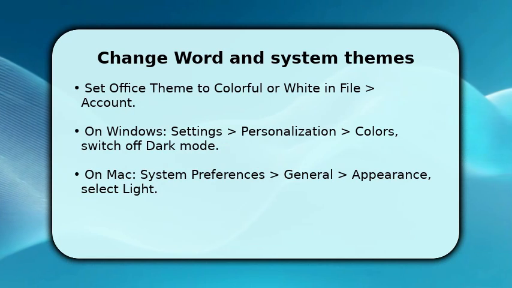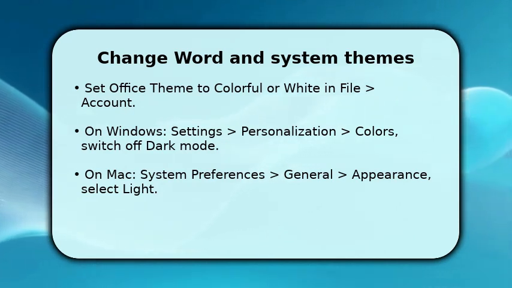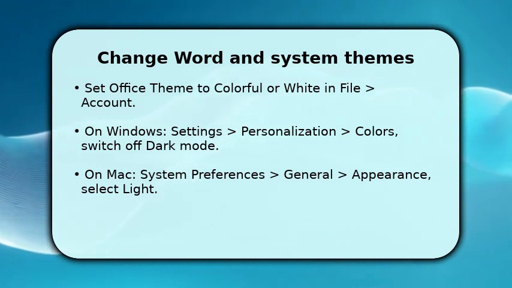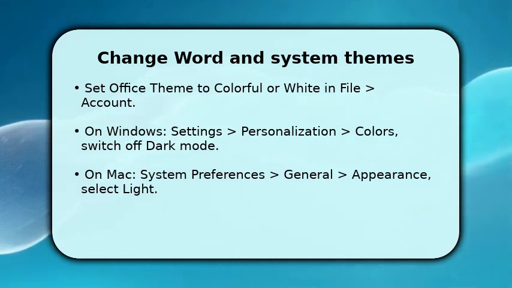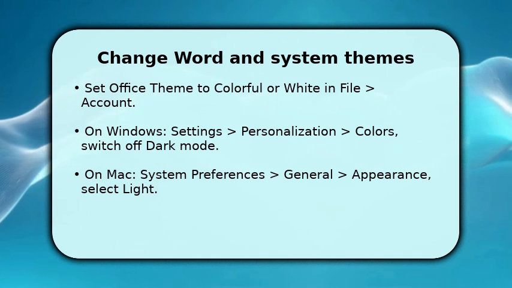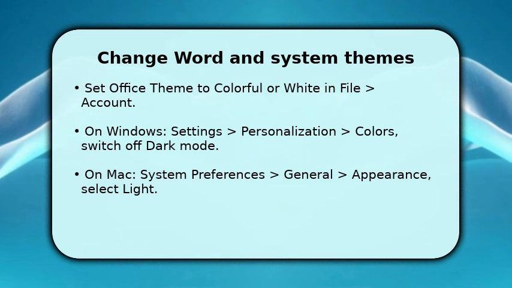Now you'll change both Word and system themes to remove the black canvas. In Word, select File Account and pick White or Colorful. This changes ribbons and page color controls. On Windows, go to Settings Personalization Colors and pick Light, and then check High Contrast is off. On Mac, open System Preferences General and choose Light Appearance. After each change, close and reopen the affected document to confirm the page background switches from black to white rather than just the UI chrome.